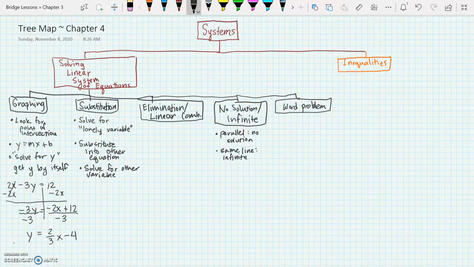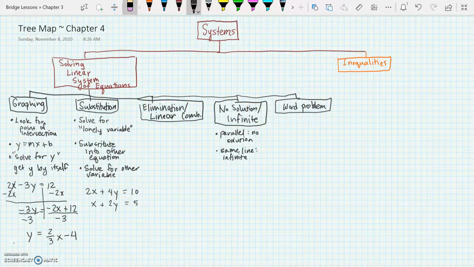So I'll do an example of that. If you have 2x plus 4y equals 10, and you have x plus 2y equals 5. No, I'm going to change this.